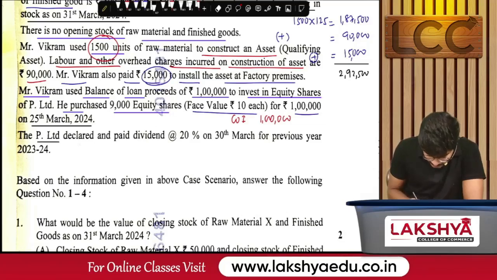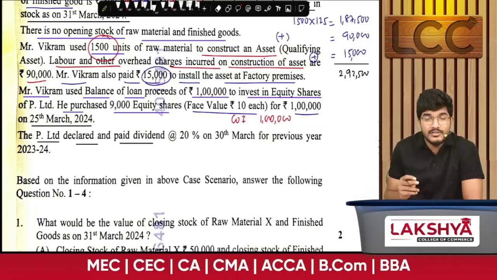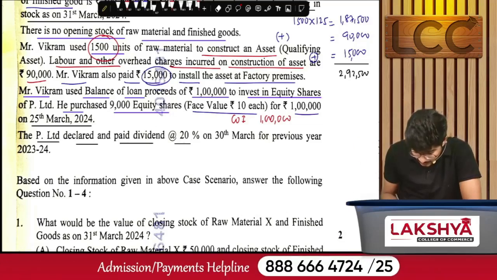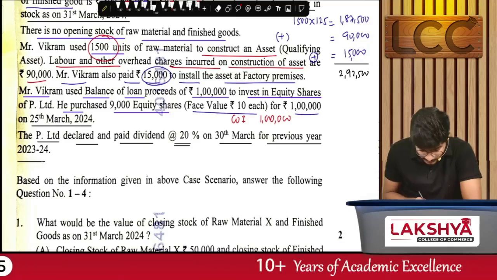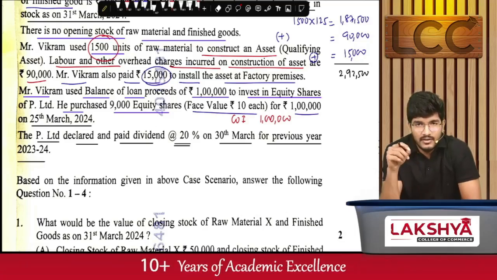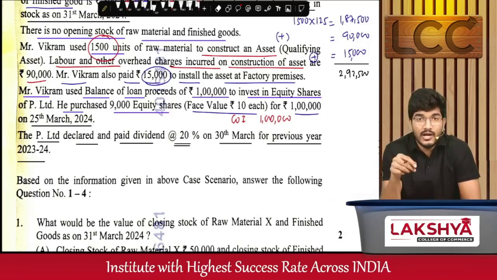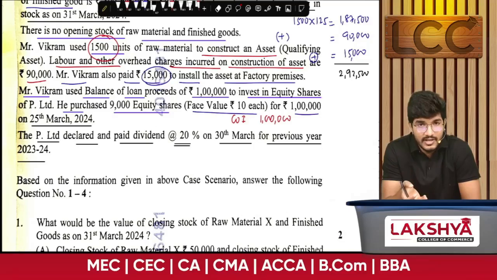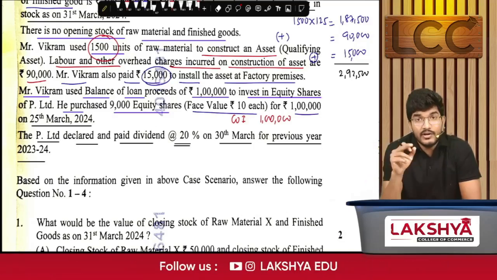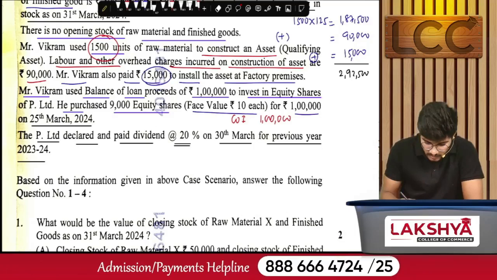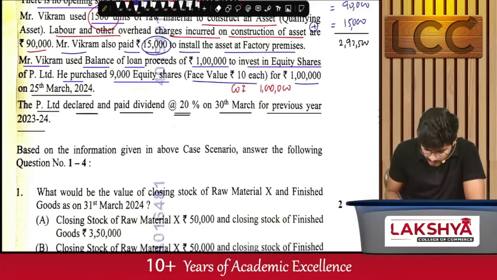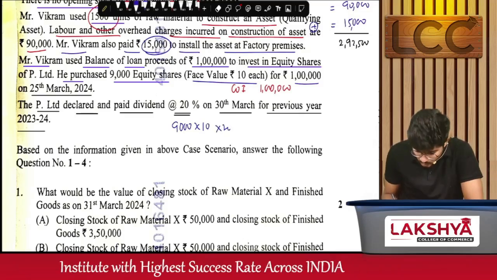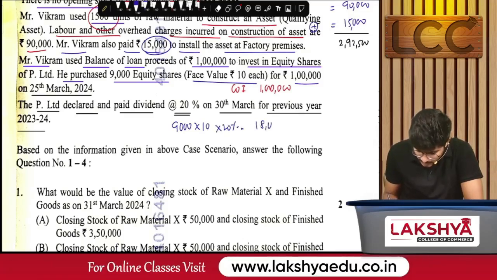Now, P Limited declared and paid dividend. That means the company in which we purchased shares declared dividend of 20% on 30th March for the previous year 23-24. That means this is the dividend which we should account for as per AS 13 as a pre-acquisition dividend, because we are not a holder of the shares for the entire year, but we got dividend of 20% on full shares, right? So tell me the amount of dividend to be received from the company. Total 9,000 shares, each share face value 10, 90,000 into 20%, that is around 18,000.